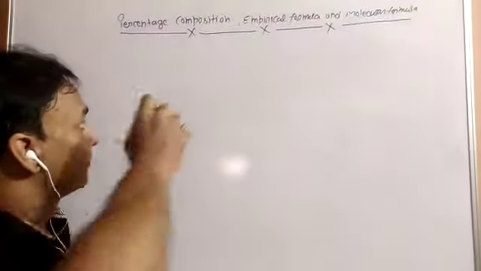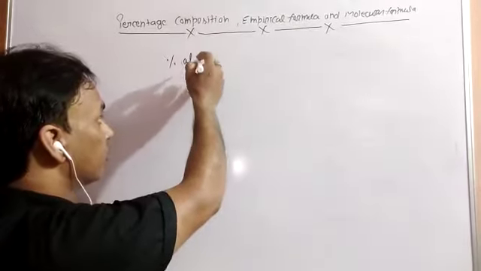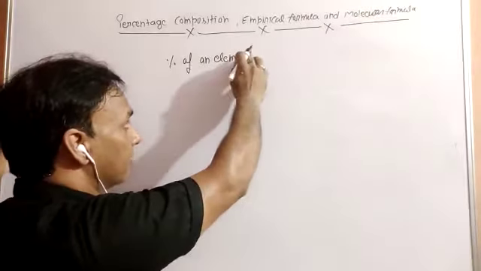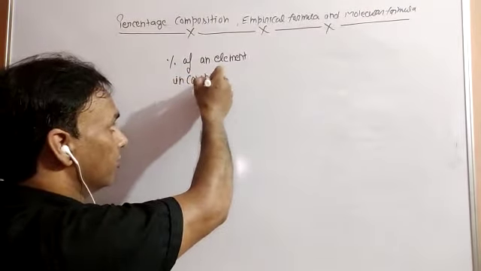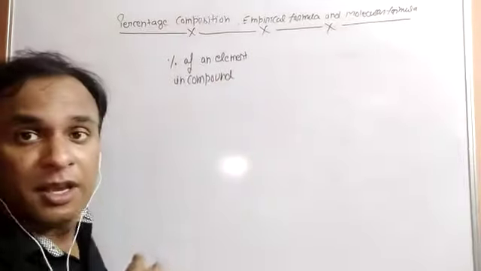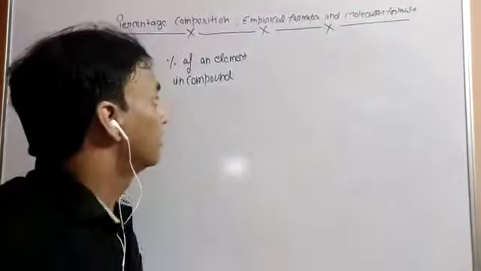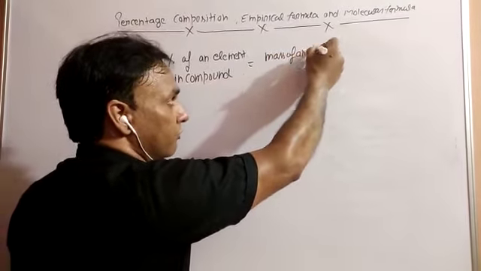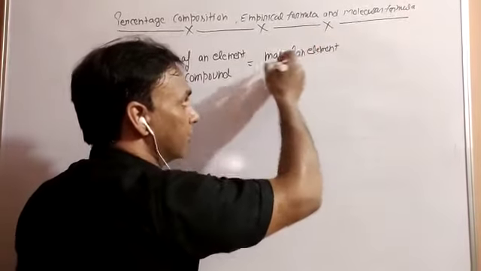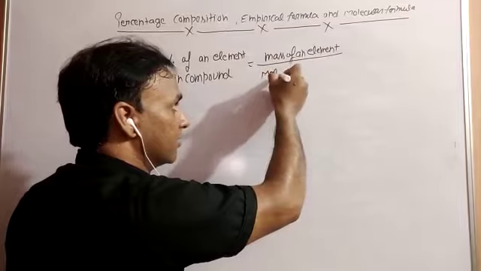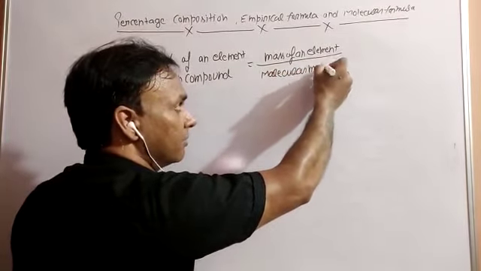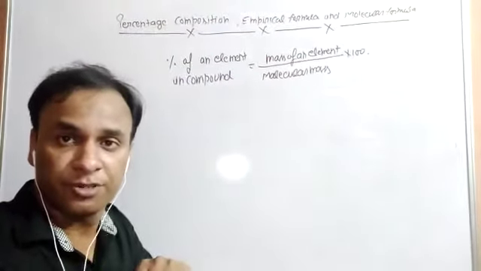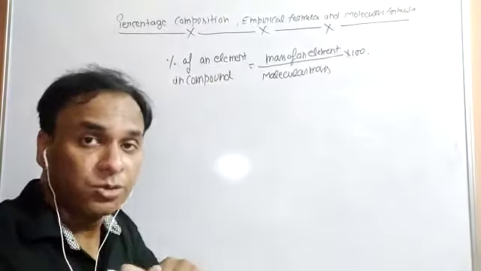Clear? That means the percentage of an element in a compound is equal to the mass of that element upon the molecular mass, multiplied by 100, because it is expressed in percentage. Got it? I would like to show an example.